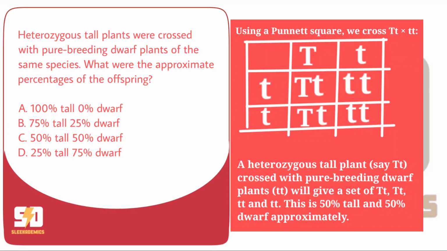Now, if we cross the heterozygous tall plants, that means it should have a capital T and a small t, with a pure breeding dwarf plant, that is, it should have two small t's. It will give us two heterozygous tall plants and two pure breeding short plants. So in this case, we will have 50% tall plants and 50% dwarf plants. Therefore, our correct answer is C.